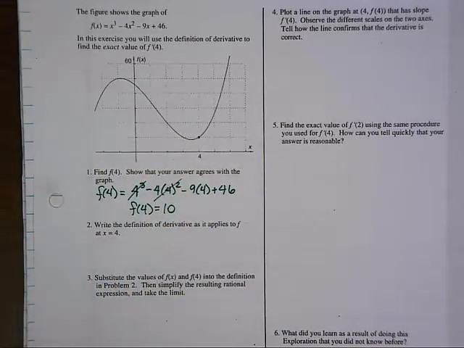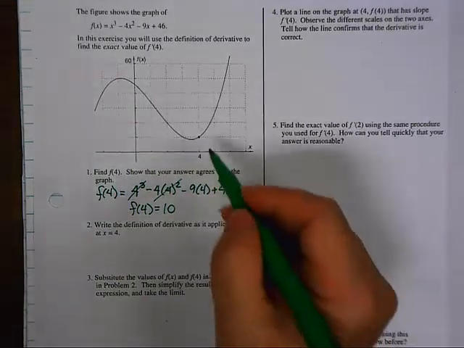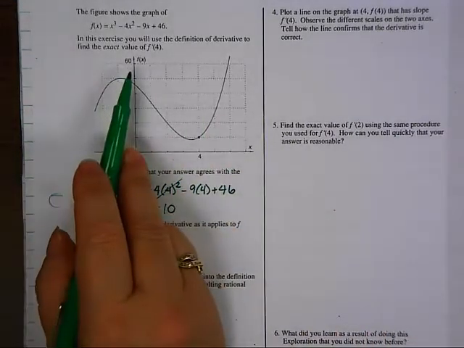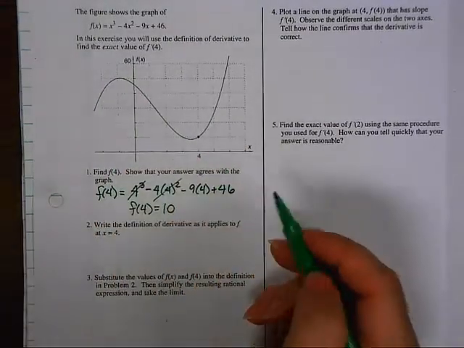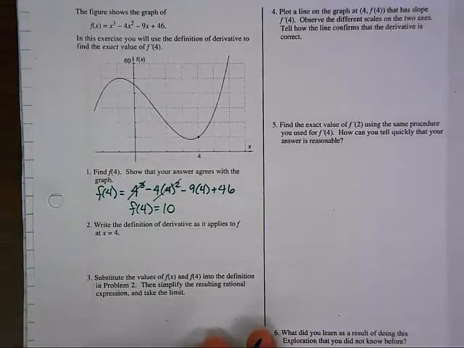Now look at the graph. Does it look like f of 4 is 10? Yes, actually it does, because the scale is tens on the y. You got to be careful there. Notice that's 60. Good heads up.